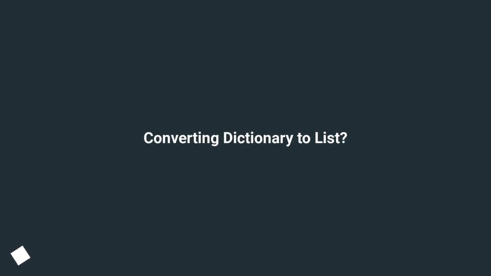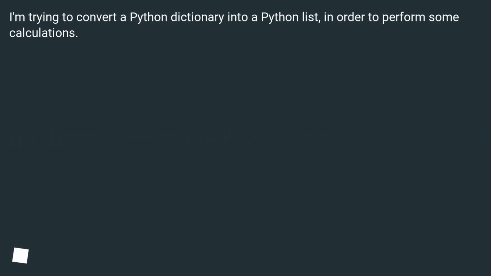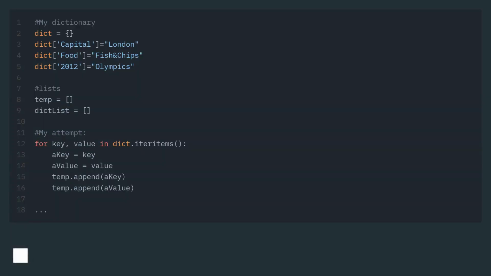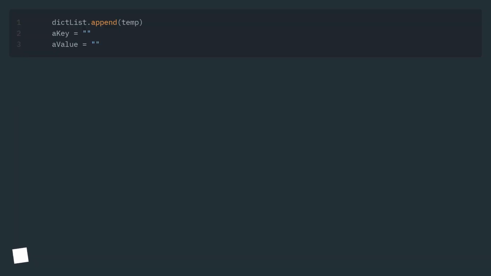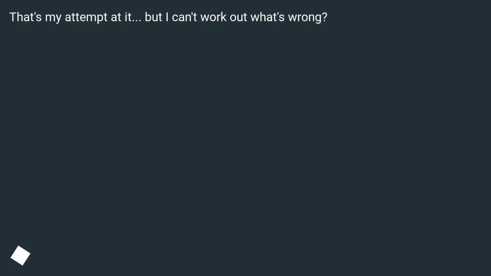Converting dictionary to list. I'm trying to convert a Python dictionary into a Python list in order to perform some calculations. That's my attempt at it. But I can't work out what's wrong.